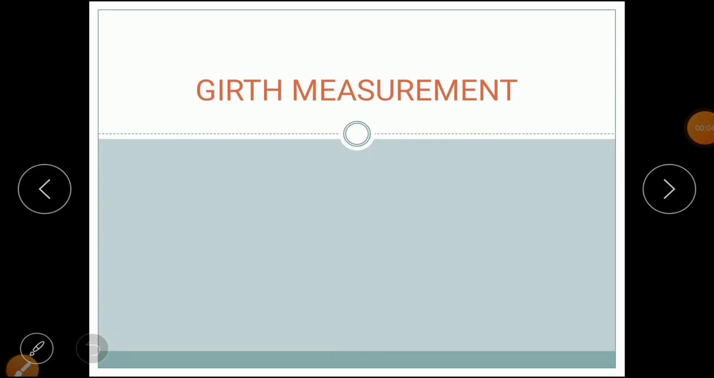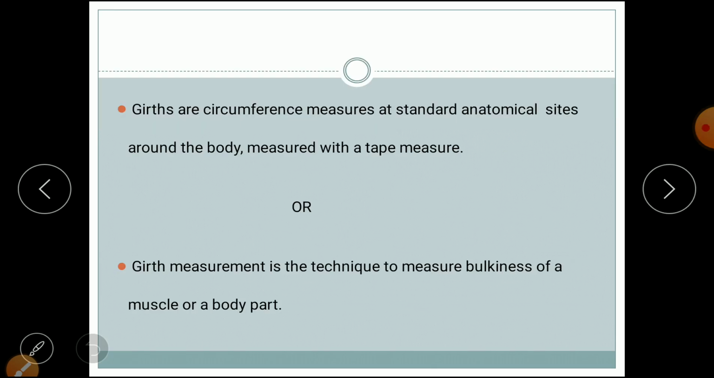Hello everyone. Today in this video we are going to discuss girth measurement. Girth is the circumference measured at standard anatomical areas around the body with a tape measure. Or we can say girth measurement is a technique to measure the bulkiness of a muscle or body part.